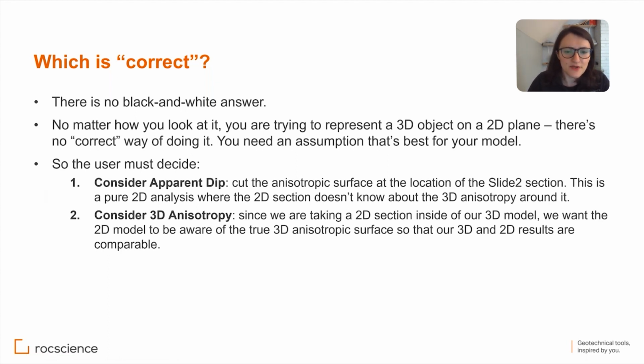If you use the apparent dip method, you're cutting the anisotropic surface. And what you're saying is that you want to run a pure two-dimensional limit equilibrium analysis that doesn't know about the 3D anisotropic properties around it. If you consider the 3D anisotropy, you're saying that you have a 3D model and you want to take a 2D section out of it that knows about the 3D anisotropy around it so that you can get comparable results in 2D and 3D.